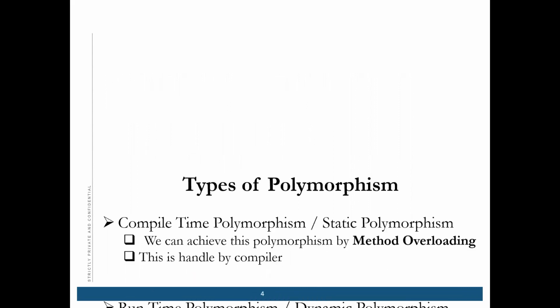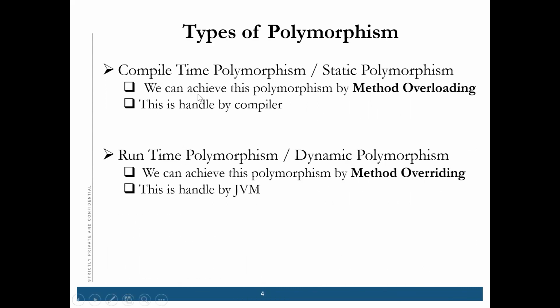We'll learn about the types of polymorphism. We have compile time polymorphism, which we can achieve by method overloading, and this is handled by the compiler. Then there is runtime polymorphism. They are also called static polymorphism and dynamic polymorphism. Compile time polymorphism is called method overloading, and runtime polymorphism is called method overriding. We will learn about this in detail.